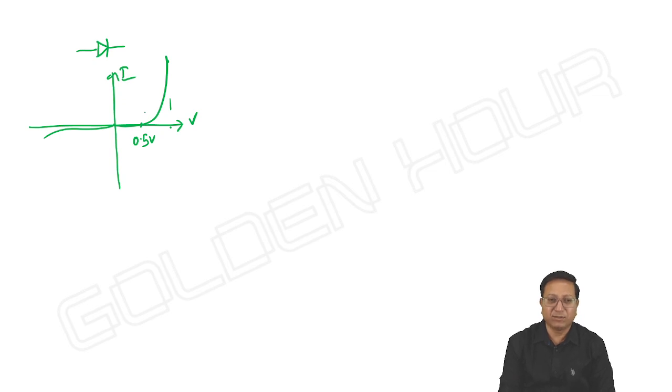So for that, what we did, we developed different models. Like in forward bias, ideal diode short circuit. So the characteristics are something like this.